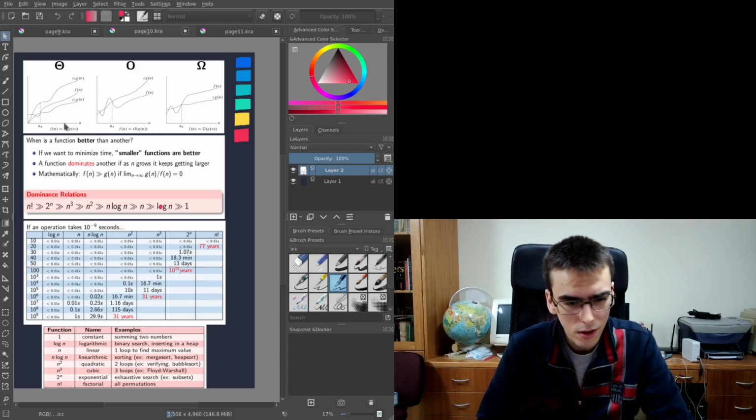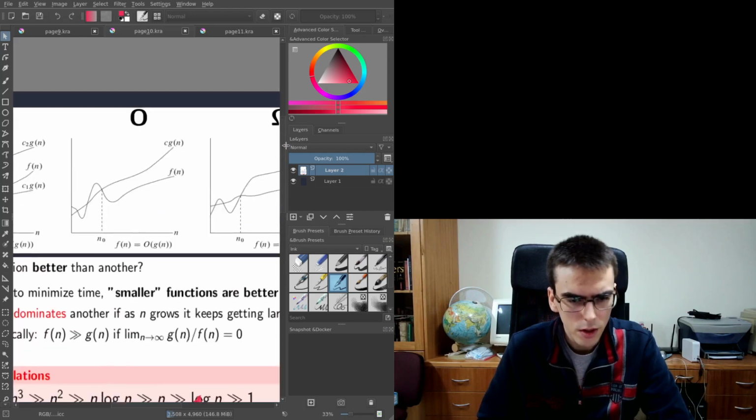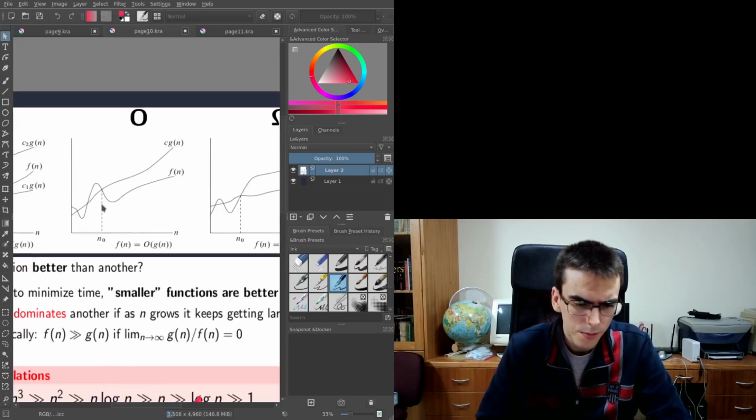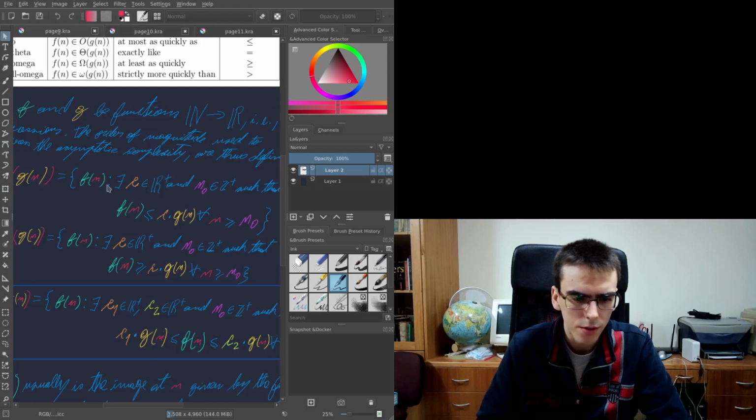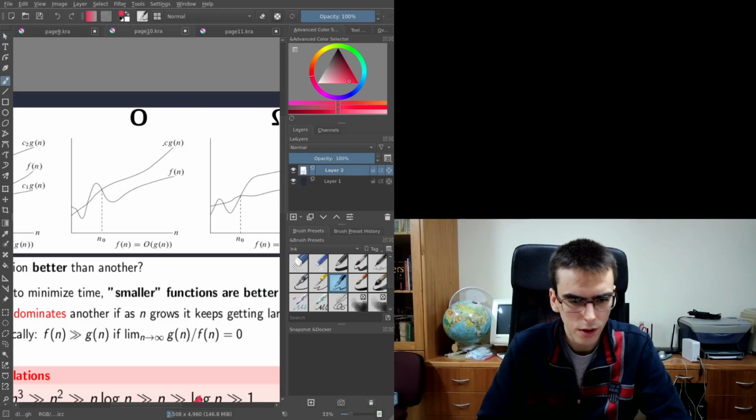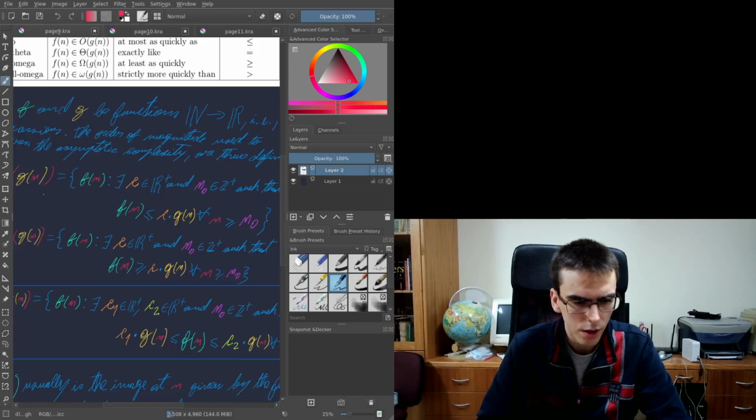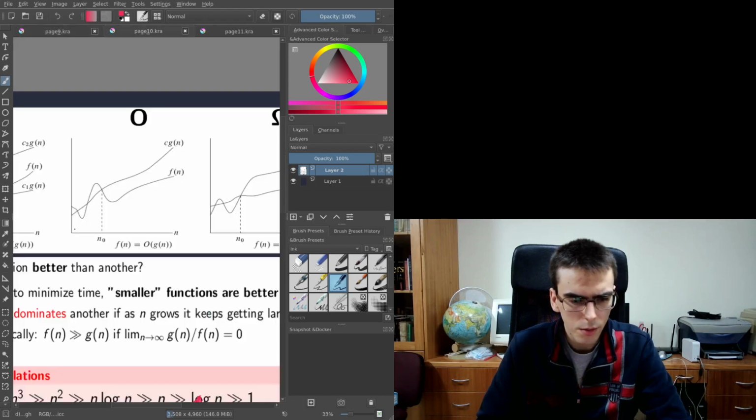So, this is Big O, right? And as you can see, if I zoom in, this function is c times g of n, and it's an upper bound of the function f of n after a certain n0, okay? That's what we mean in this definition. There is a constant c, this constant c, that when multiplied with the function g of n, this one, becomes an upper bound after a certain n0.